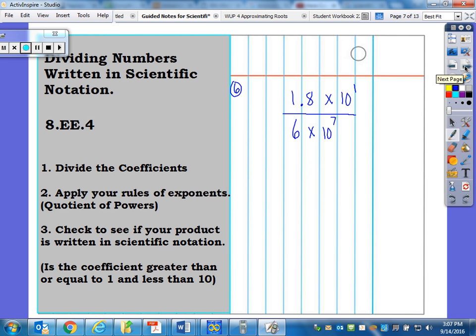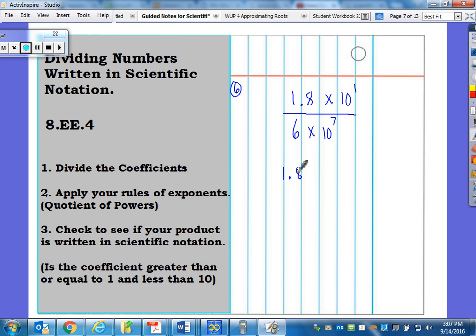One more example of dividing numbers written in scientific notation. This time we have a decimal in the numerator. 6 will not go into 1. We bring down the 8. 6 will go into 18 3 times. That leaves us with a remainder of 0.